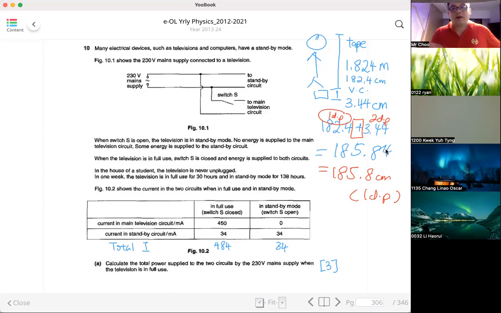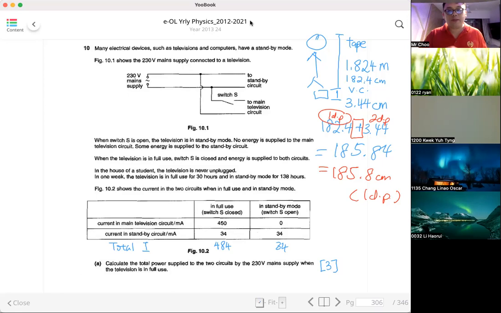Am I right to say that? Just because your tape is not so accurate, you cannot give the second decimal place, because your tape did not give you the second decimal place. Did I make myself clear? Did I make it very easy to understand?